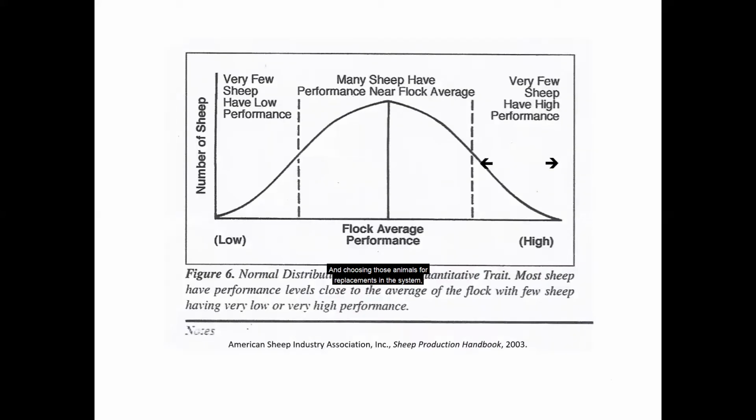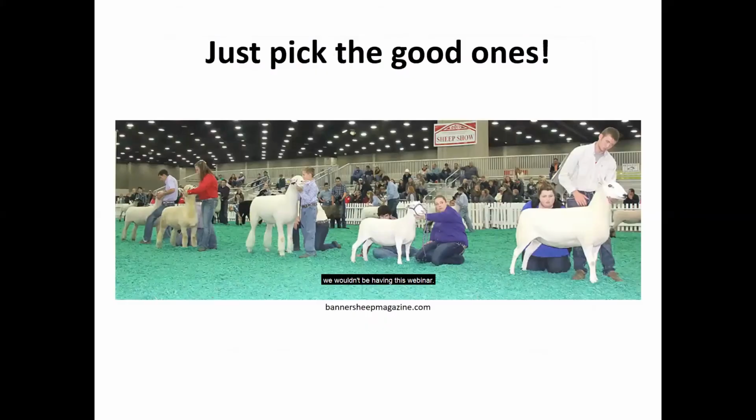So for most of our purposes tonight, we're going to focus on those high performers and choosing those animals for replacements in the system, while also culling off the bottom end allows us to pull the flock average up and move or shift it in a desired direction. So this is pretty simple. All you have to do is pick the good ones, right? The problem is it's not that simple.